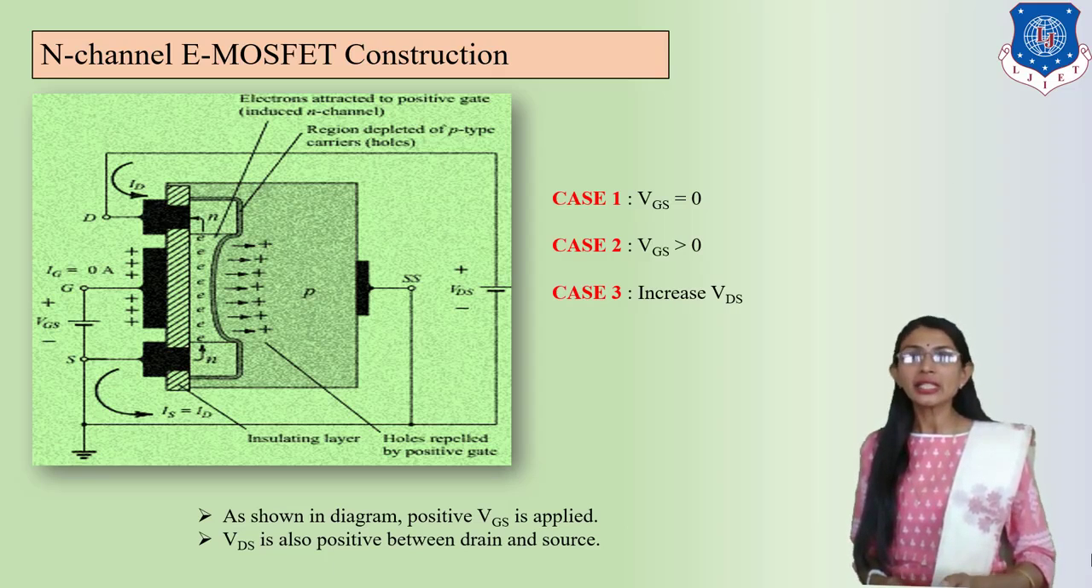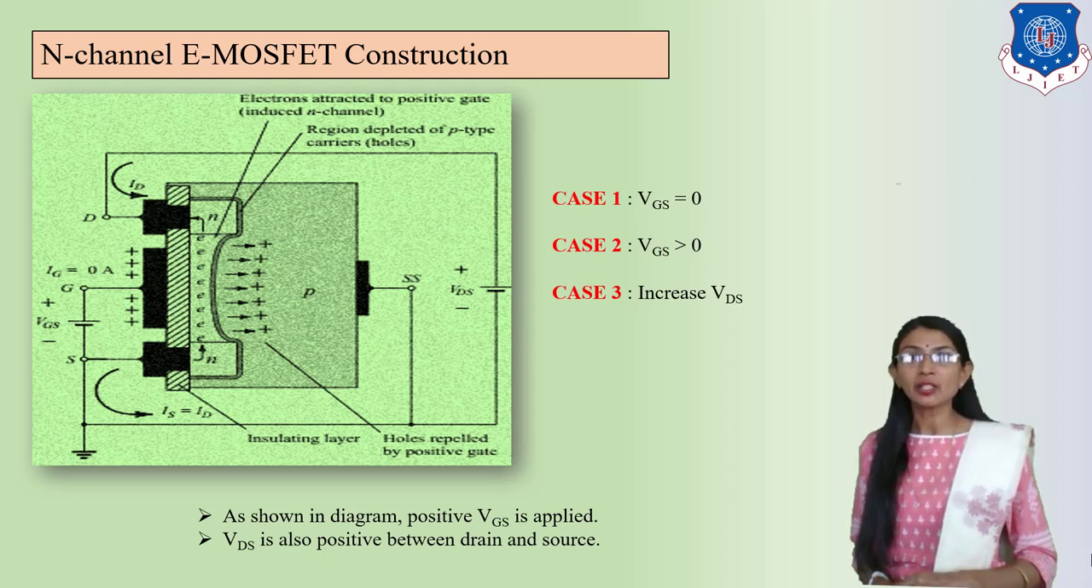We will discuss the 3 cases, case 1, case 2 and case 3, in the working principle. What is case 1? VGS equal to 0. VGS equal to 0 means there is no battery at the input side. It will be short circuited between gate and source.